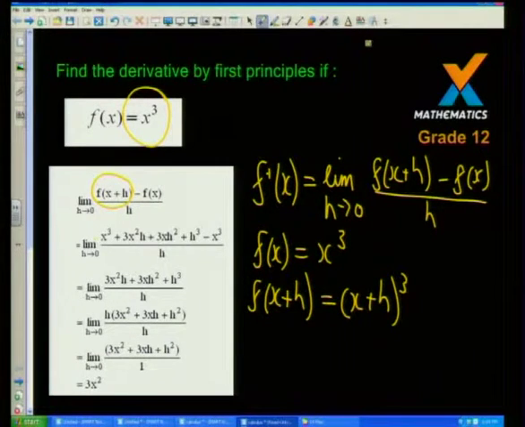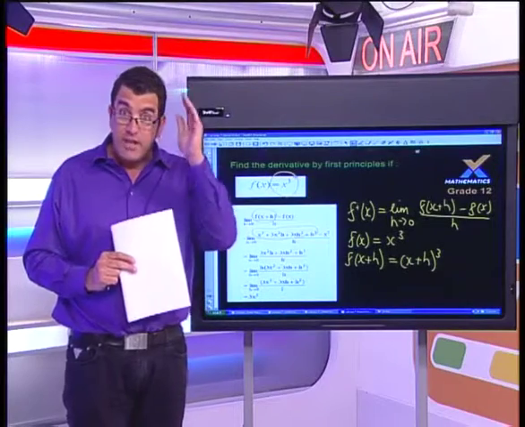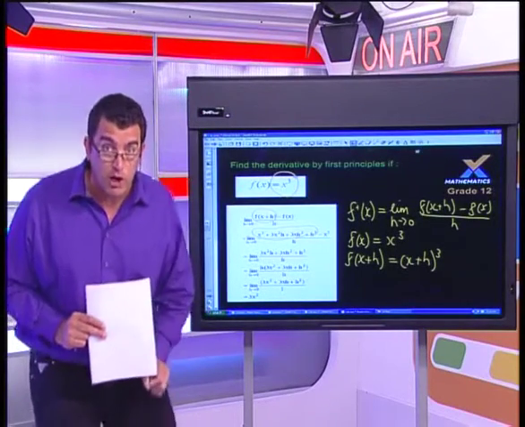So there we go. We've got f of x plus h on the screen already. There it is. And what must I do? I must subtract f of x from it. So I'm subtracting x cubed from that. And what is left now? And this is the important point, folks. I'm just reminding you of things that you most probably already know.